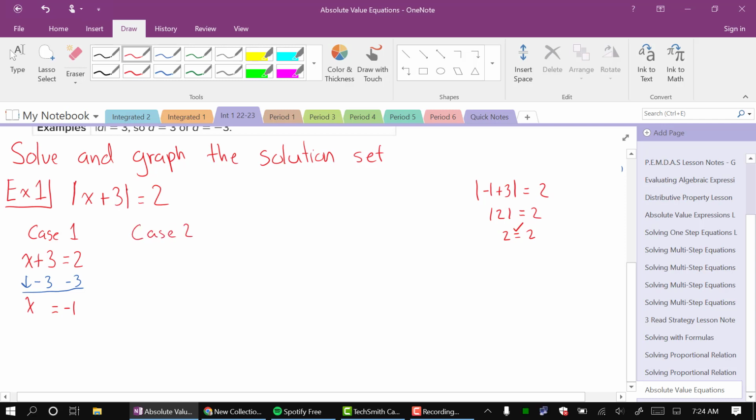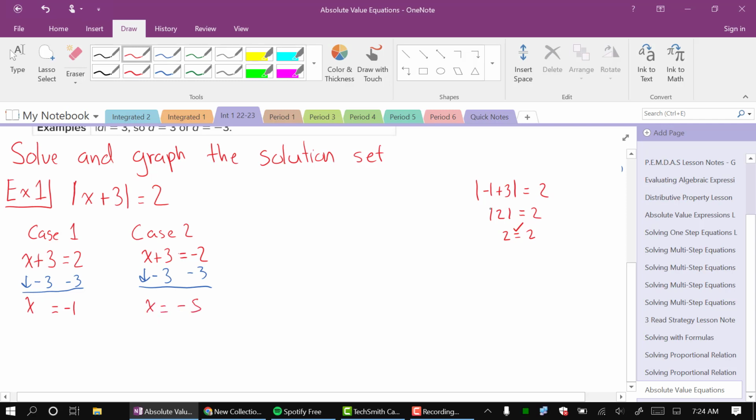Case 2. What happens if the number inside of here is negative? x plus 3 equals negative 2. So solve this out. I'm going to subtract 3 from both sides. When I do that, I get x equals negative 5.